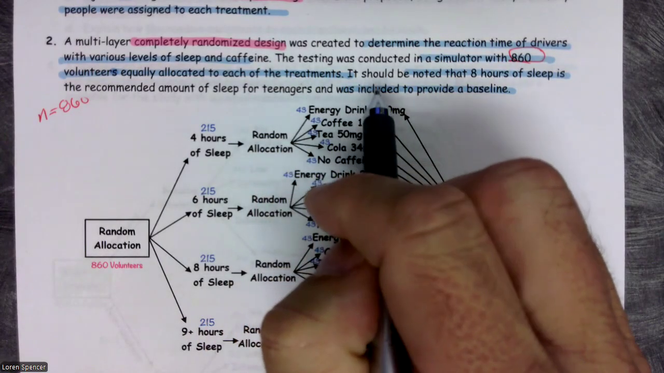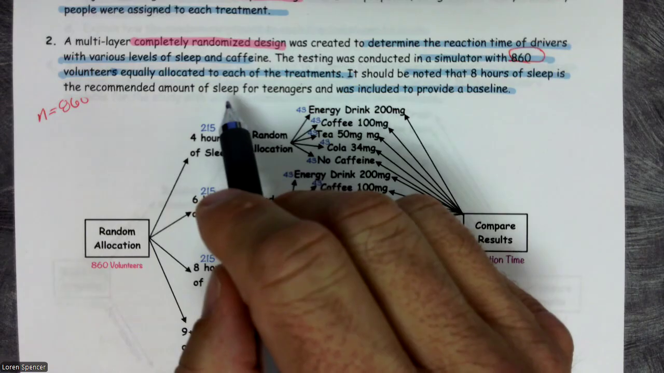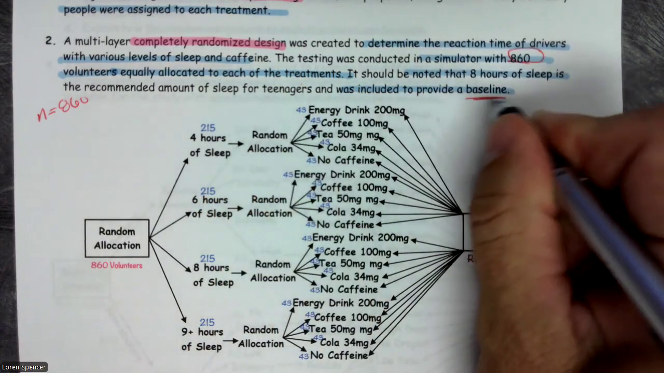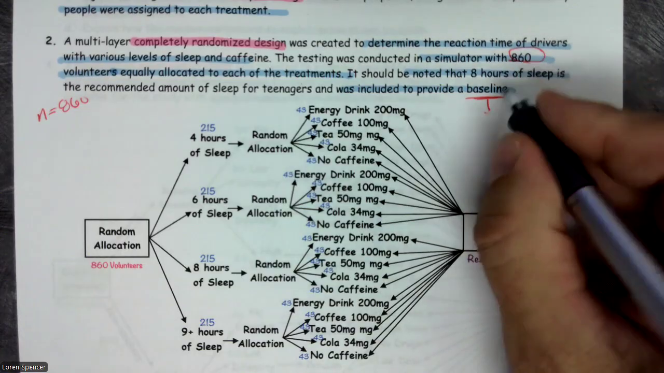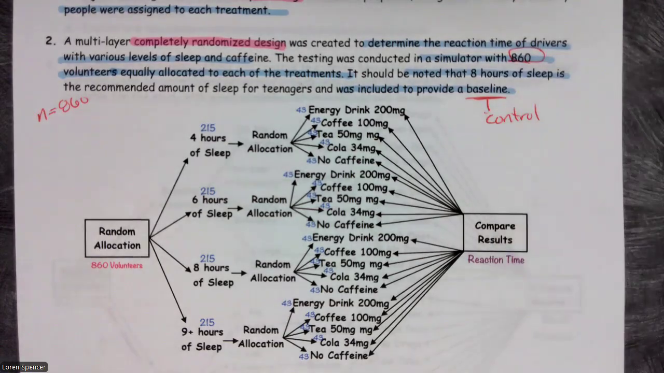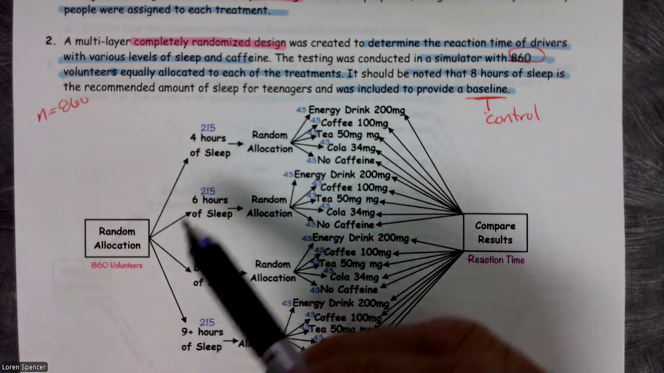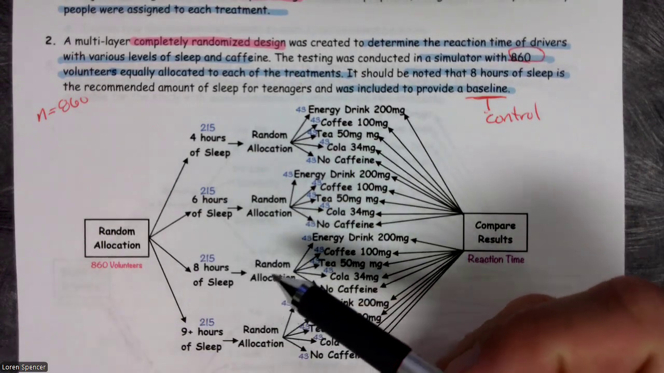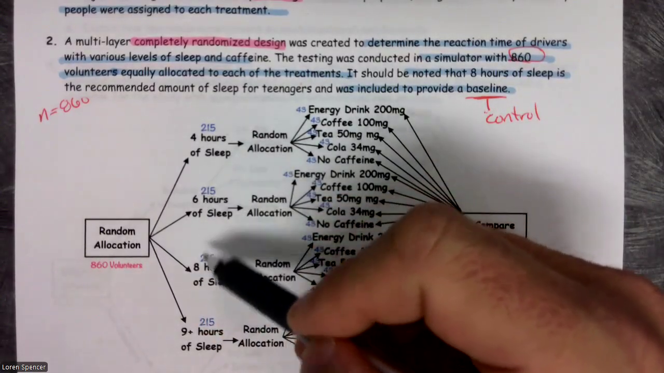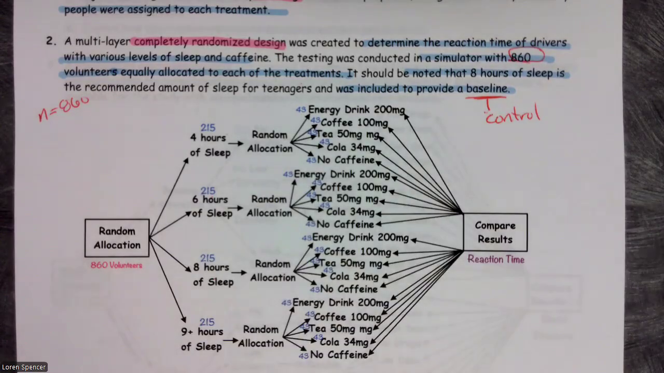It should be noted that 8 hours of sleep is the recommended amount of sleep for teenagers, and it was concluded to provide a baseline. That's a key word. Baseline means this is kind of our control. Okay, so when I look at this and I go, well, we had 860 and we have 4 hours of sleep, 6 hours of sleep, 8 hours of sleep, and 9 hours of sleep.